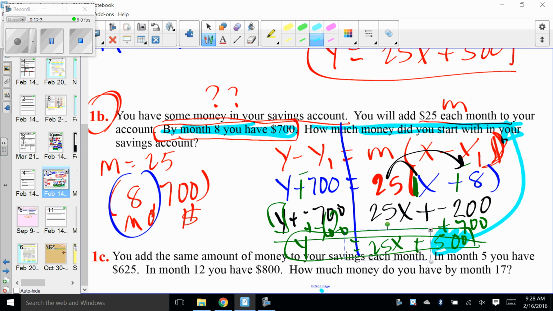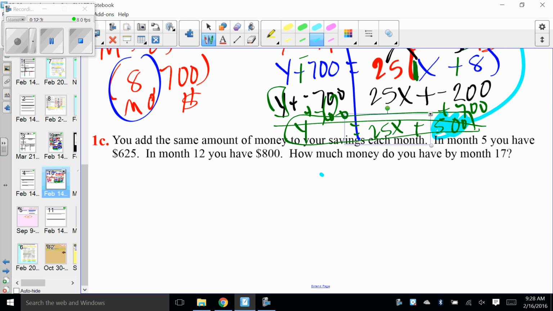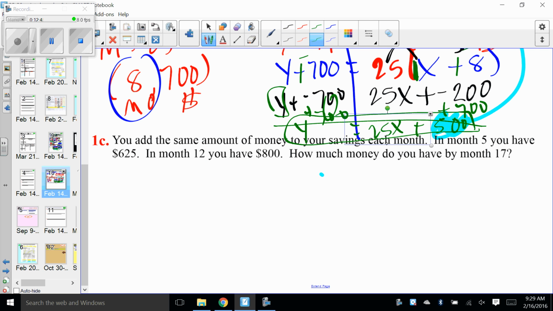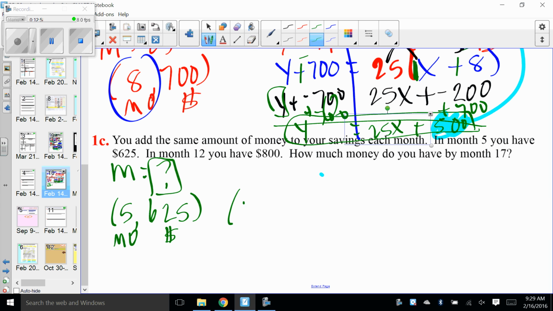In part C, let's try another problem. In part C, you have the same amount of money in your savings each month. So we don't know the slope this time. We know it's 25 from above, but we have to act like we don't know it. In month 5, you have 625. In month 12, you have 800. How much money do you have by month 17?